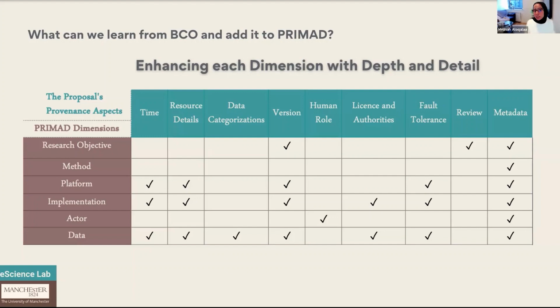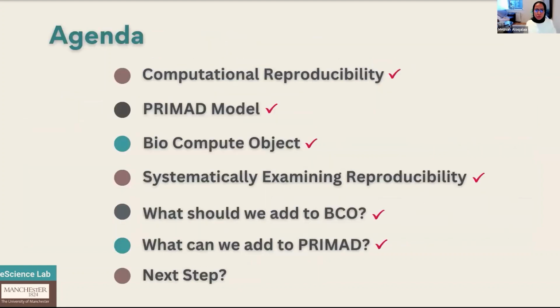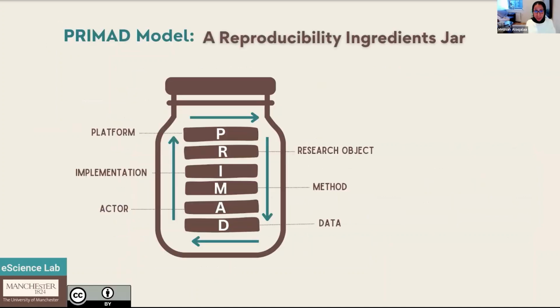Actually, it's not only our result. This result has also come from another work before us. They found that the role of the human and data categorization should be identified and explored in depth in the PRIMAD. This leads us to our next step within my PhD work.